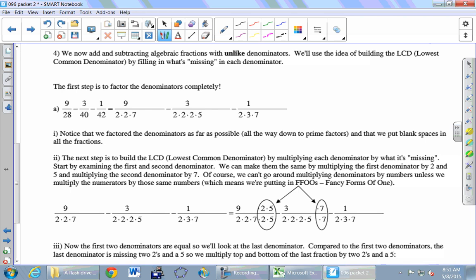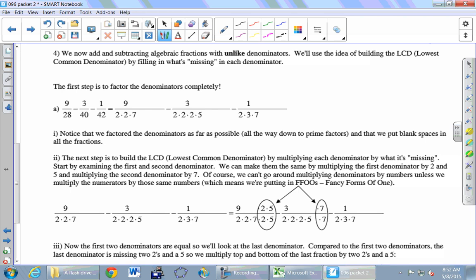That's 40. Okay, and then 2 times 3 times 7? That's 42. So the denominators are exactly the same. They're just factored all the way to primes. What did I do with the numerators? Nothing, just plain copied them. Notice also that I've given us a lot of space here on my fractions, but right now they're equal to what they were before.